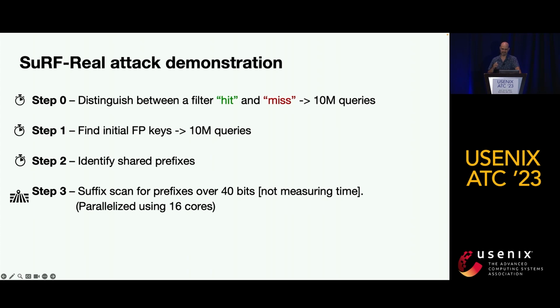Now let's discuss the attack steps. In step 0, we ran 10 million queries. In step 1, we run also 10 million queries. In step 2, we identify the shared prefix of all the false positive keys from step 1. In step 3, we scan the suffixes of all the false positive keys that have a prefix of at least 40 bits. We perform the scanning of the remaining 24 bits in parallel.